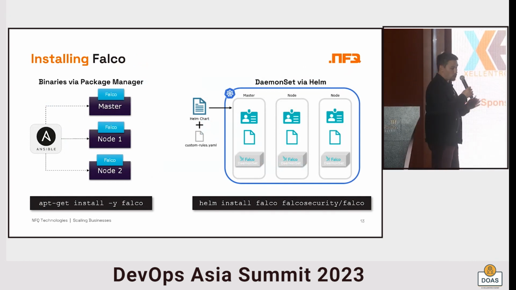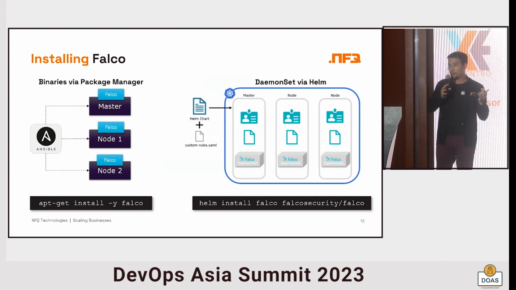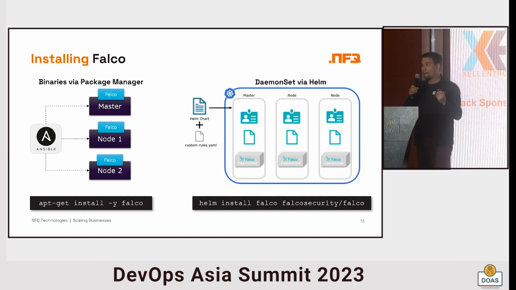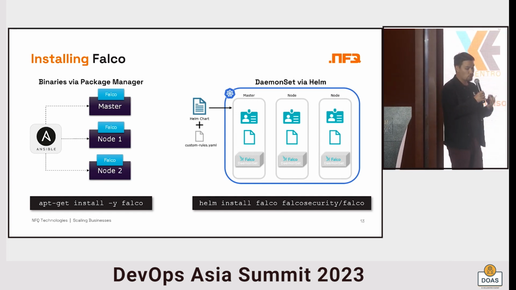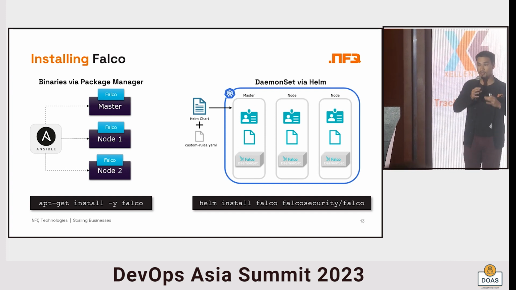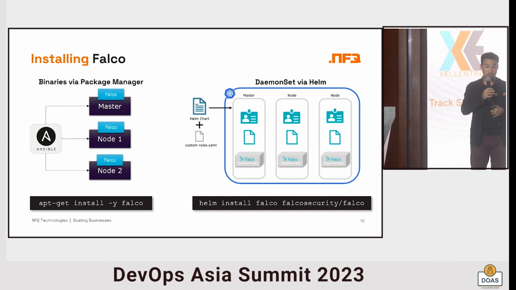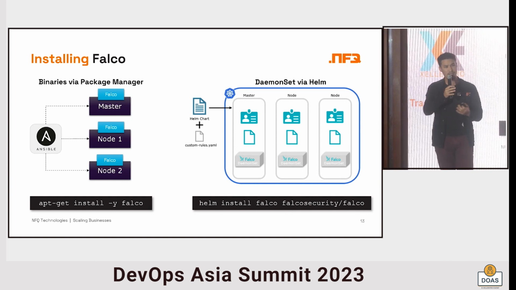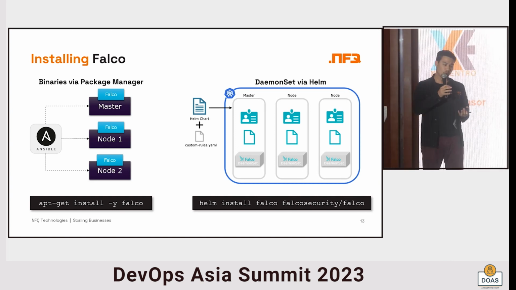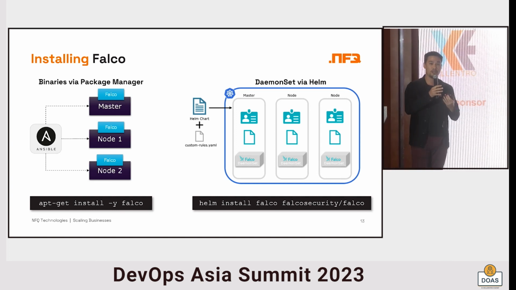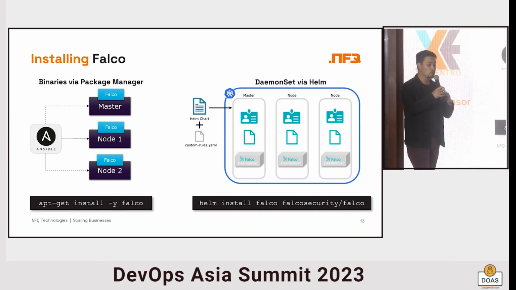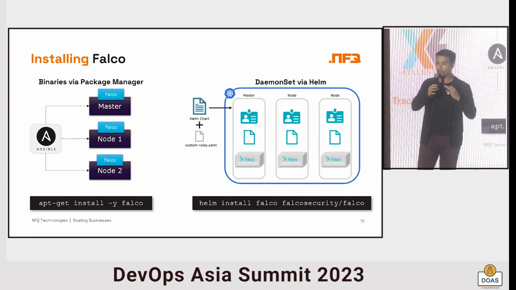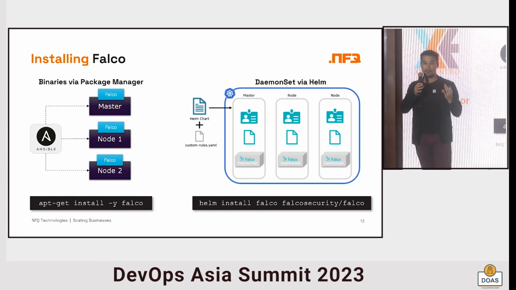The way Falco works, as I mentioned, you can deploy it in two ways. If you are familiar with Kubernetes and you want to run Falco inside Kubernetes and benefit from it, you can use a daemon set and you can install it very easily via Helm. If you want to isolate Falco from the underlying cluster it's managing, you can use a package manager and just install it like a standard binary.